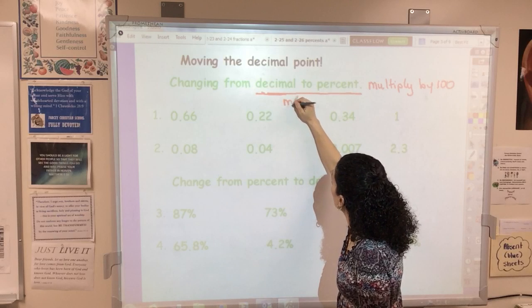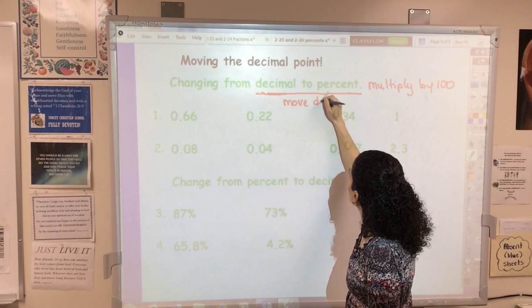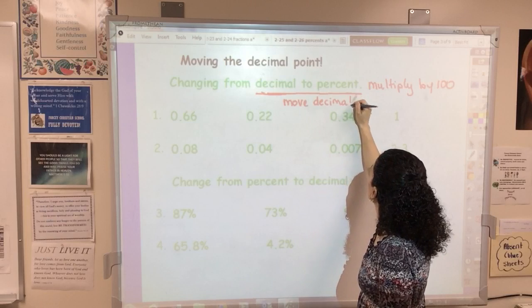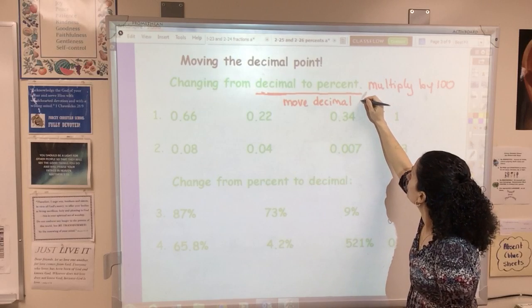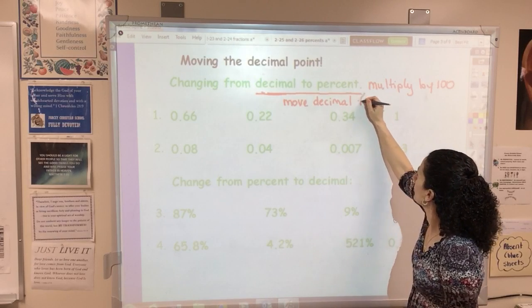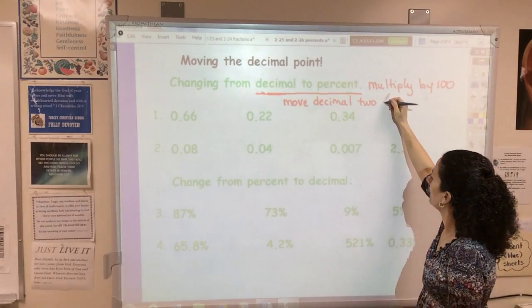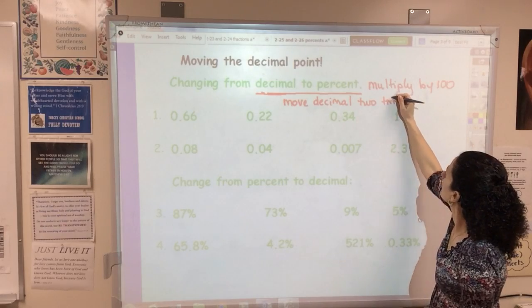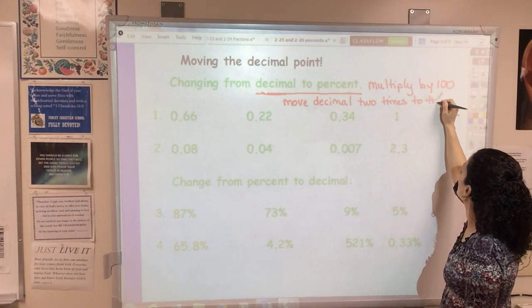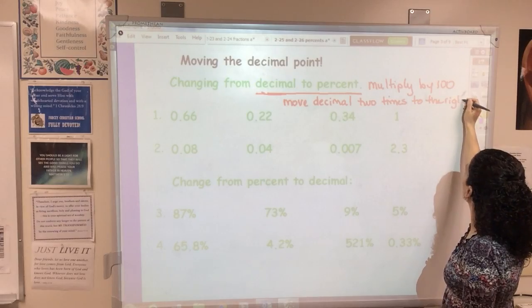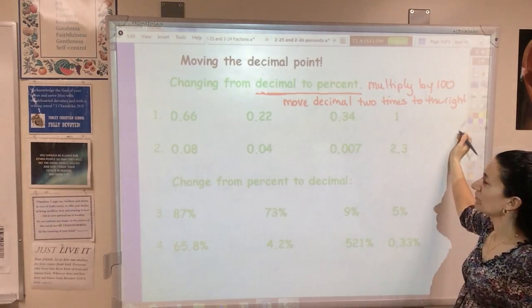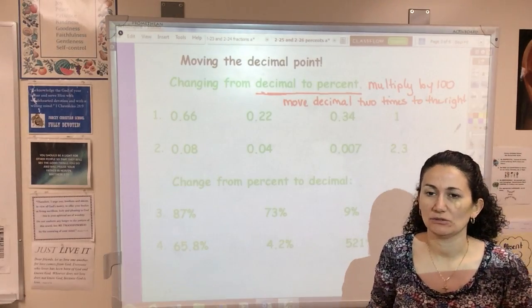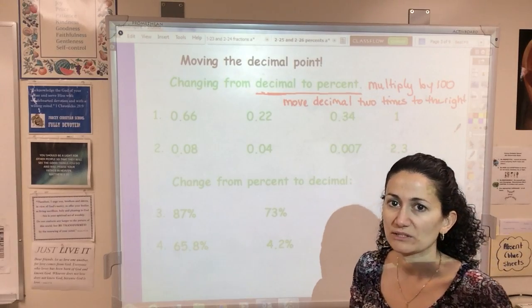So I'm going to write that down. Move the decimal point 2 times. It's always 2 times because we're always either multiplying or dividing by 100. I'll tell you about that in a minute. 2 times to the right. You could also use the word forward if that makes more sense to you. So we're moving the decimal point 2 times forward.